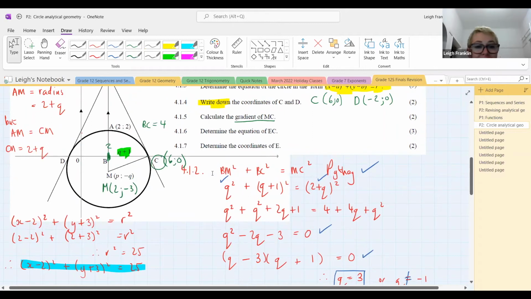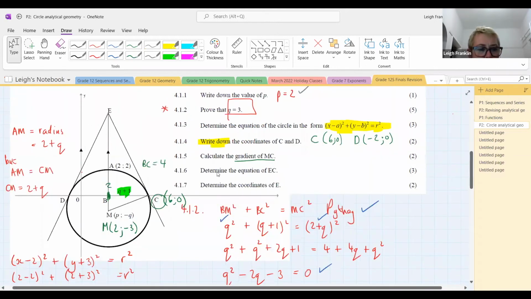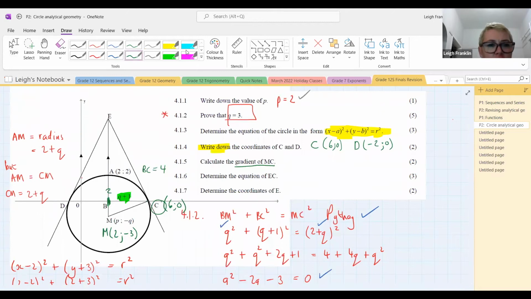Determine the equation of EC. Okay, so EC is this line over here. I'll put it in pink. Oopsie, not very straight, but anyway, there we go. All right, so there is EC. They want the equation of EC. So now what are we going to do?